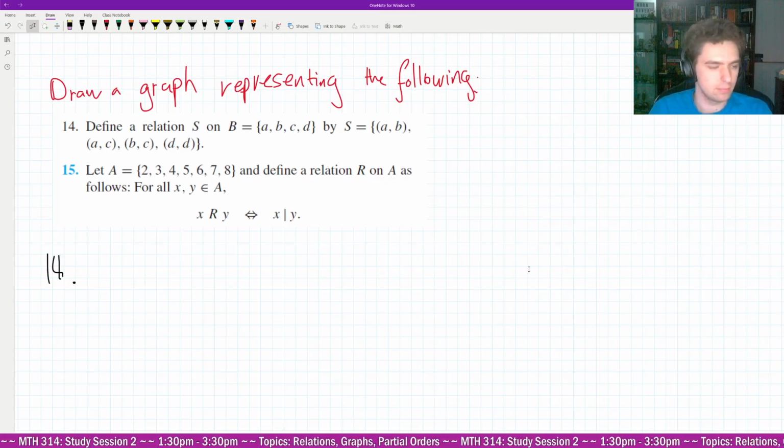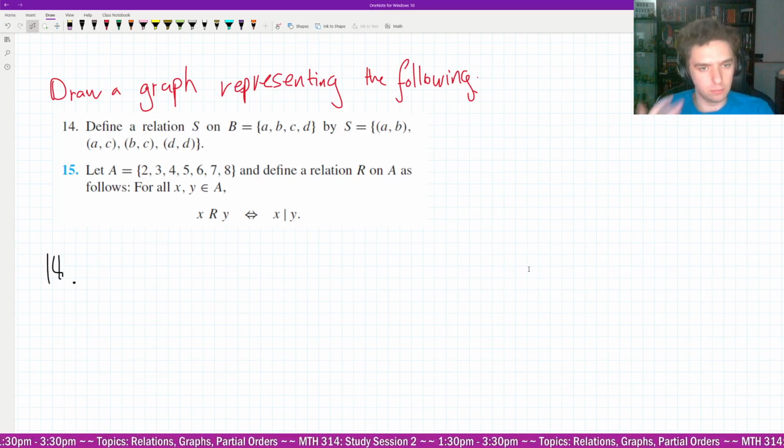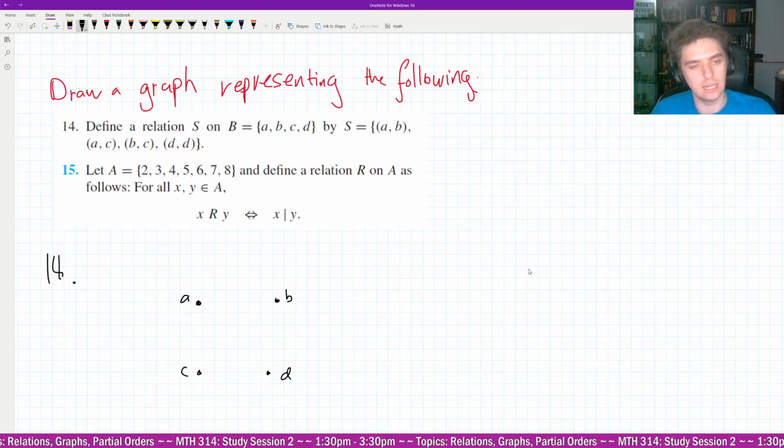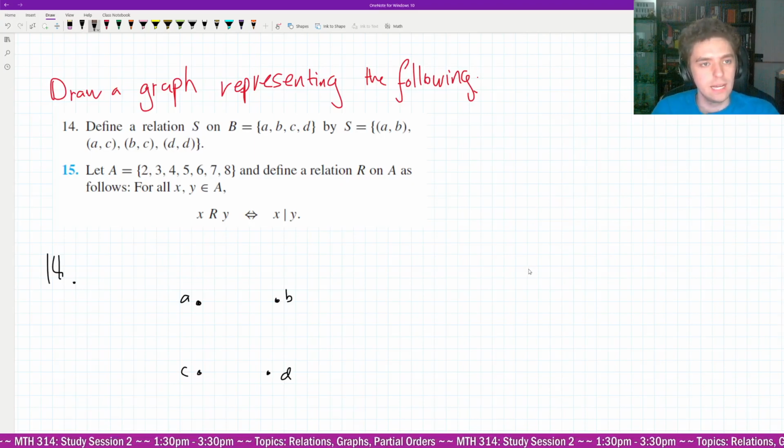Define a relation S on B. So it's a subset of B cross B. S is the relation: A is related to B, A is related to C, B is related to C, D is related to D. So let's go ahead and do this. A, B, C, and D are all nodes of the graph. And now we draw a directed graph, I guess I should say, draw a digraph, connecting them if they are related.